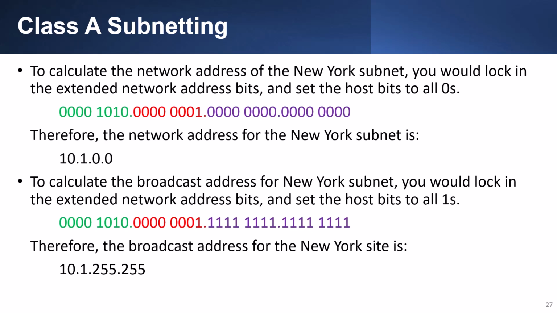To calculate the network address of the New York subnet, you would lock in the extended network address bits and set the host bits to all 0s as shown on the screen in purple. Therefore, the network address for the New York subnet is 10.1.0.0. To calculate the broadcast address for the New York subnet, you lock in the extended network address bits and set the host bits to all 1s as shown on the screen in purple. Therefore, the broadcast address for the New York subnet is 10.1.255.255.